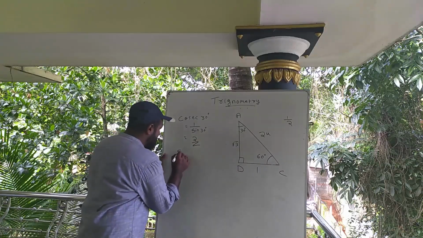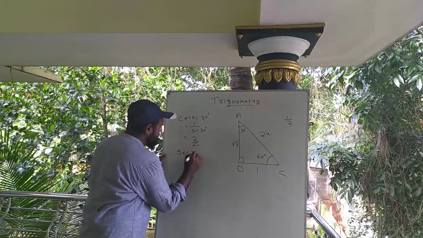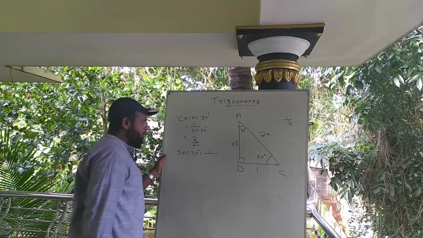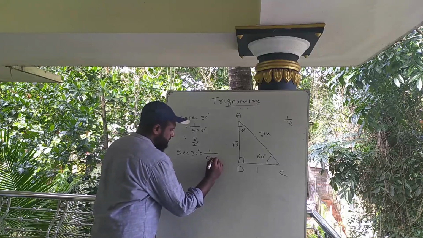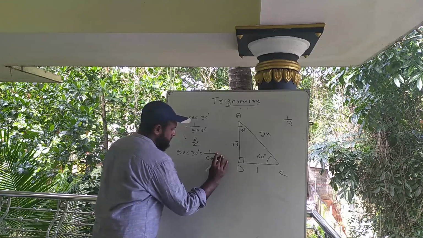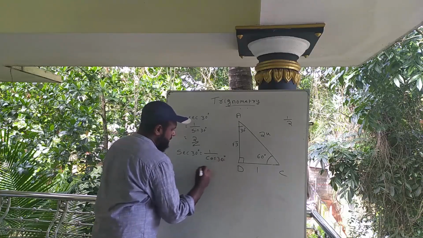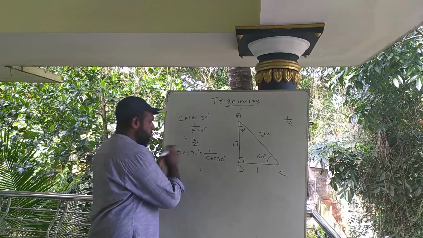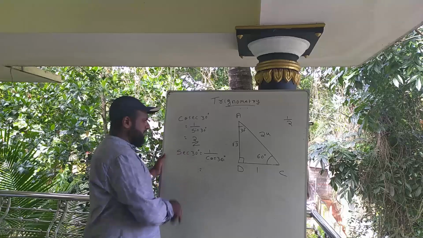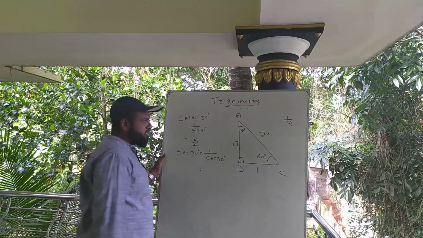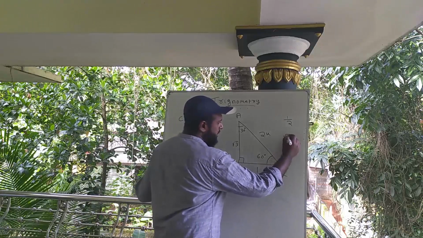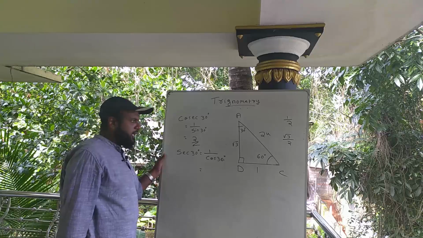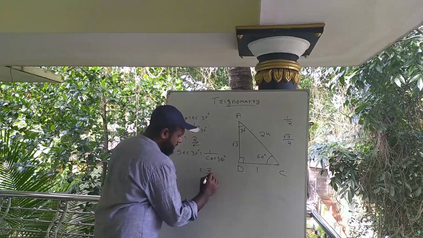What is sec 30? Equal to the reciprocal of, or 1 by cos 30. What is the reciprocal of cos 30, or what is sec 30? We have learned cos 30 as root 3 by 2. Then the reciprocal of cos 30 equal to 2 by root 3.